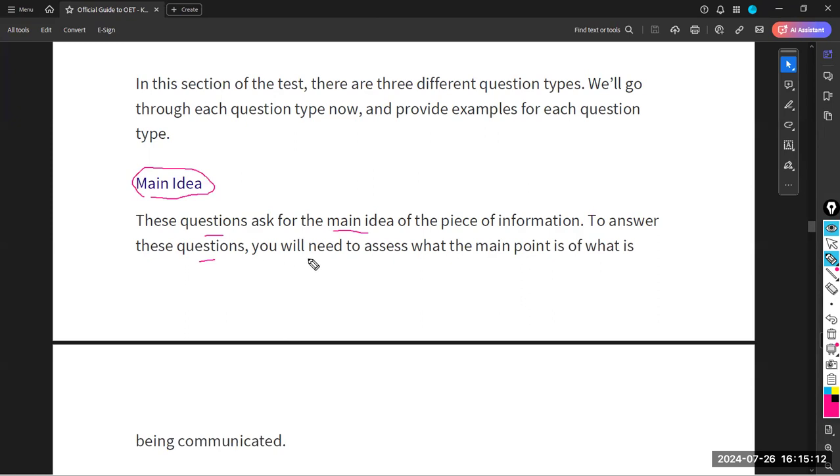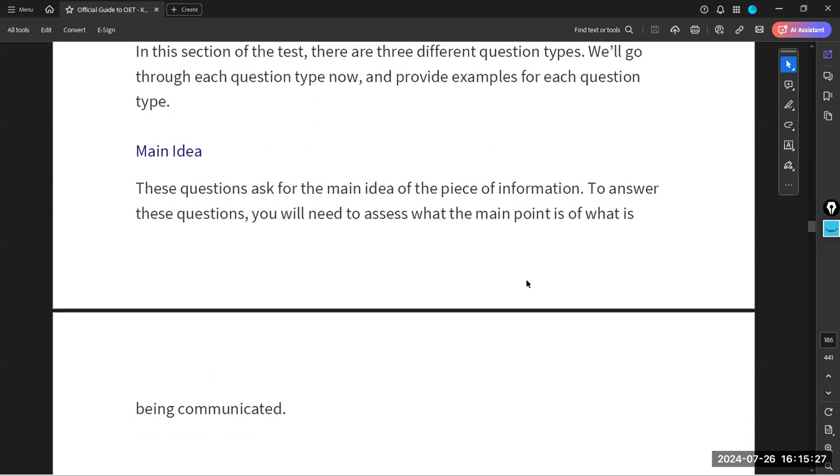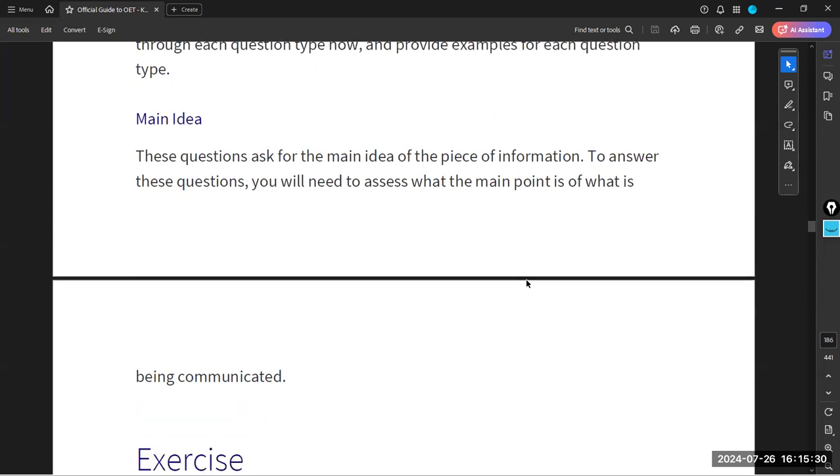To answer these questions, we have to assess what the main point is of what is being communicated. So in this type of question, we have to check the main idea of the passages. As I told you before, Joel, we have to practice two skills, which are skim and scan. Keep in mind that skimming is finding the general idea about the passage, and scanning is to look for specific information.